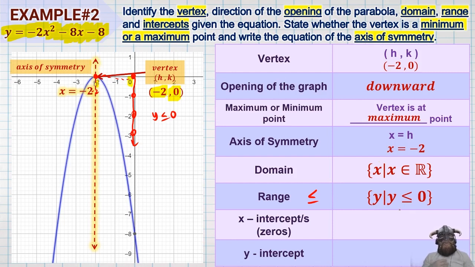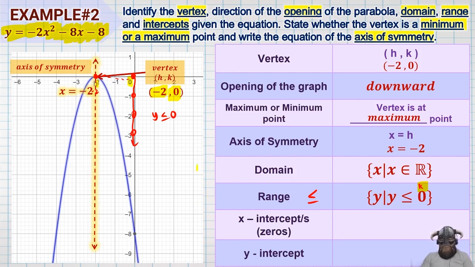So, basta kapag opening upward, greater than or equal. Kapag opening downward, less than or equal. Yan. So, mamimili na lang kayo. And your value here will always depend on the value of k, kasi doon naman yung highest or lowest point ng ating parabola or ng graph ng ating quadratic function.